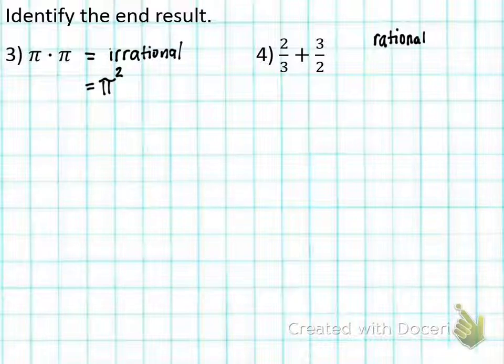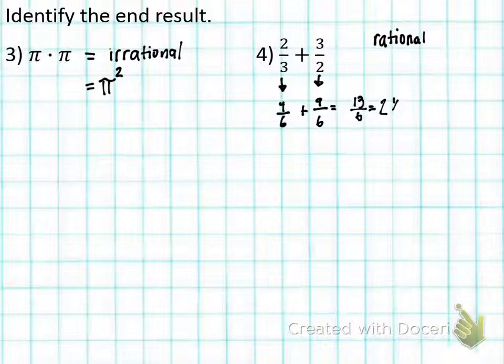Okay, 2/3 plus 3/2. Do we have a common denominator? No. What's the common denominator we could use? 6. Good. What's this first fraction turn into? 4/6. The second fraction becomes 9/6. Okay, 4 plus 9 is 13/6. Or we can make a mixed number: it's 2 and 1/6. That's it. Was that hard?